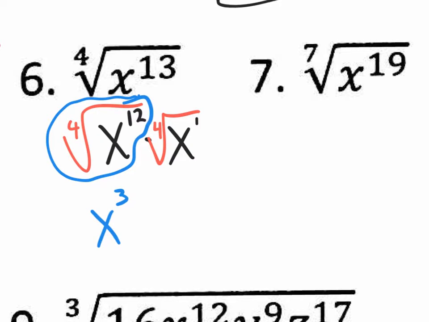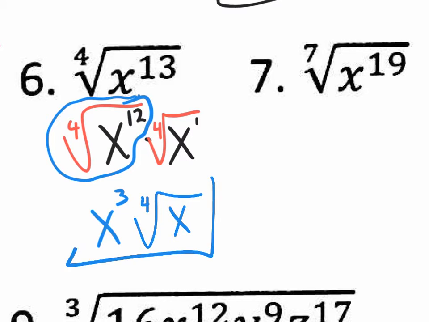x to the 3rd, because the 4th root is kind of like dividing this by 4, so that becomes x to the 3rd, no more root. And this 4th root of x to the 1, you can't do it, so you're just going to leave it. The 4th root of x to the 1, or just x. So that's your answer, x to the 3rd, 4th root of x.